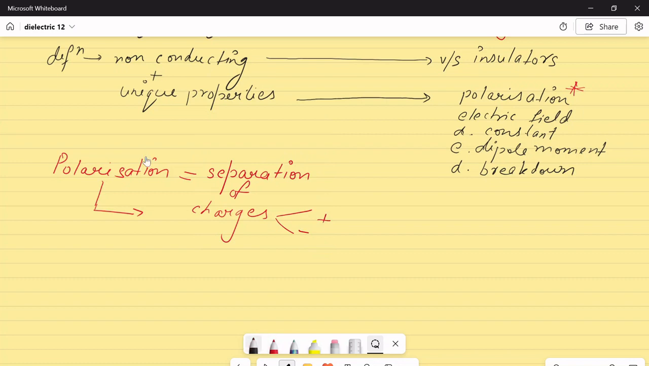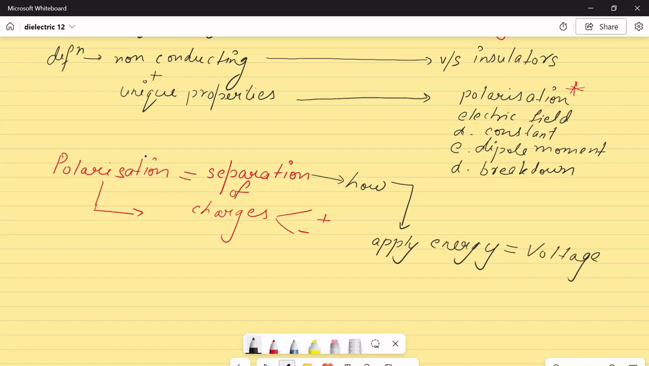So what we are trying to understand is how does this separation go about? How are they separating after all? What we do is we apply some energy to it, so that our charges inside the material can get separated, and we call this applied energy the voltage. Voltage is basically a kind of force that is used to push the electrons inside the conductor.